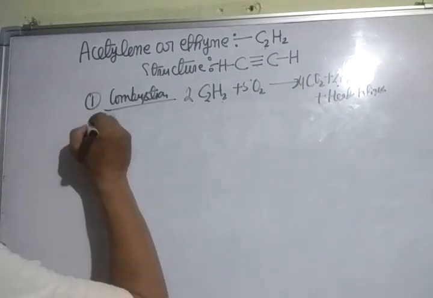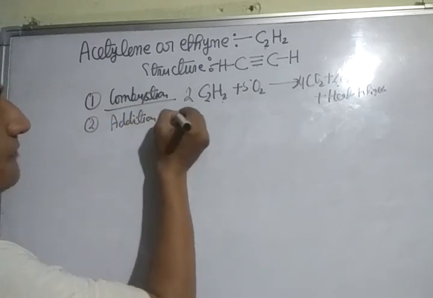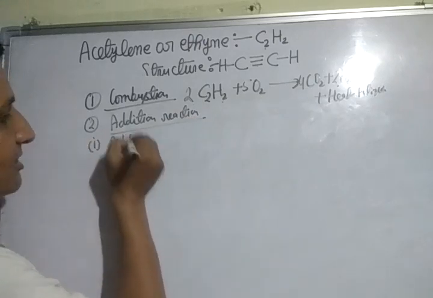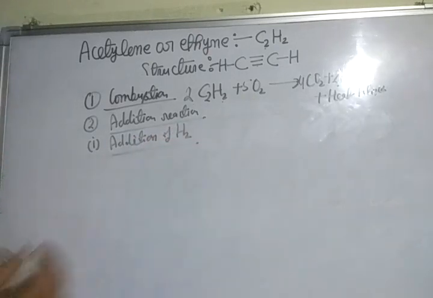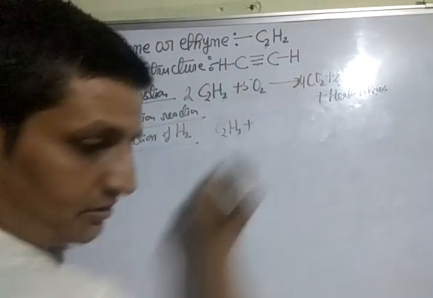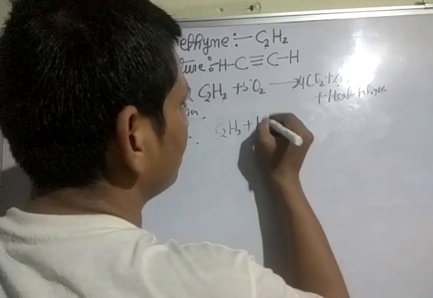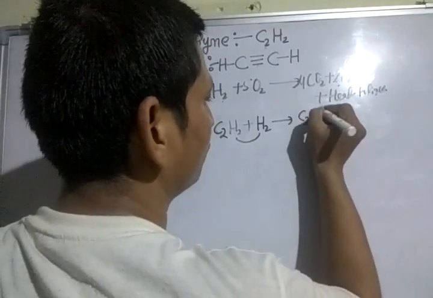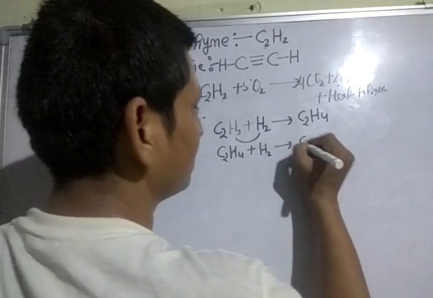Next is addition reaction. The second point is addition reaction. In the case of addition reaction, first is addition of hydrogen. Look here, this is acetylene. Now add hydrogen. When we add hydrogen to acetylene, C2H2 plus H2, we get C2H4. This is ethene. Now ethene, C2H4, plus hydrogen, we get C2H6.